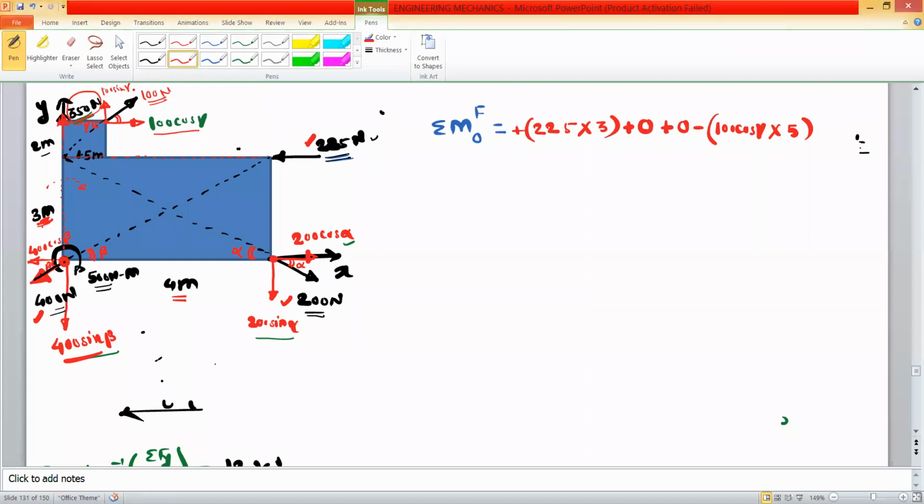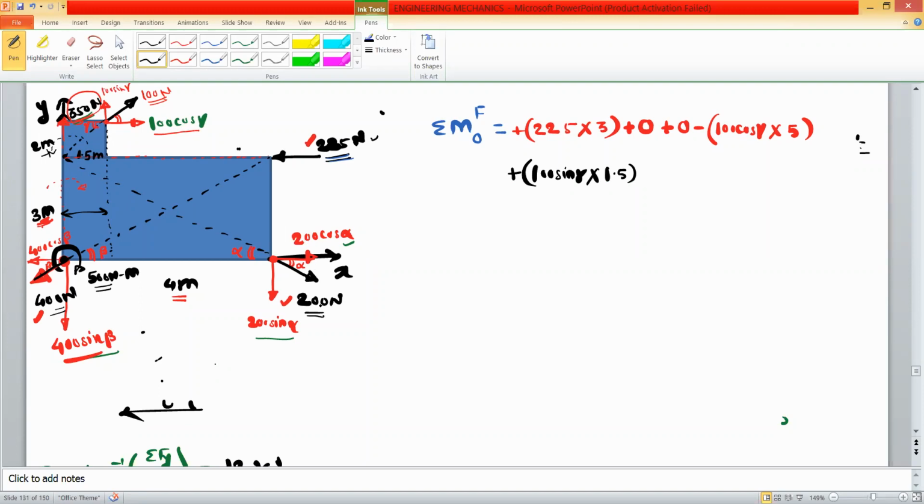Next is 100 sine gamma. For 100 sine gamma, if we extend this line of action, this is the line of action, and this will be the perpendicular distance, and that distance is equal to 1.5 meter. So 100 sine gamma into distance 1.5 meter with respect to point O, and the rotation will be this 100 sine gamma will try to rotate the system in the anti-clockwise direction. So therefore this moment will be positive.